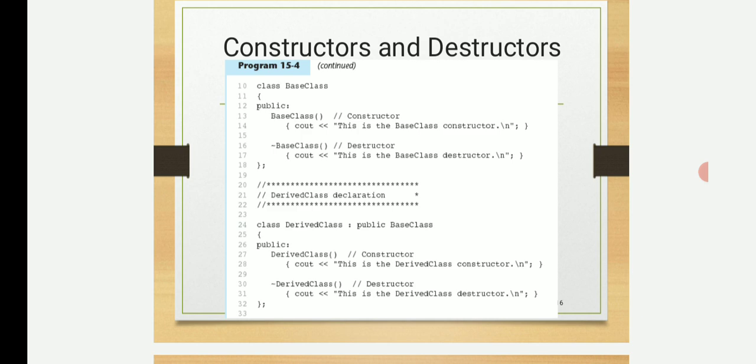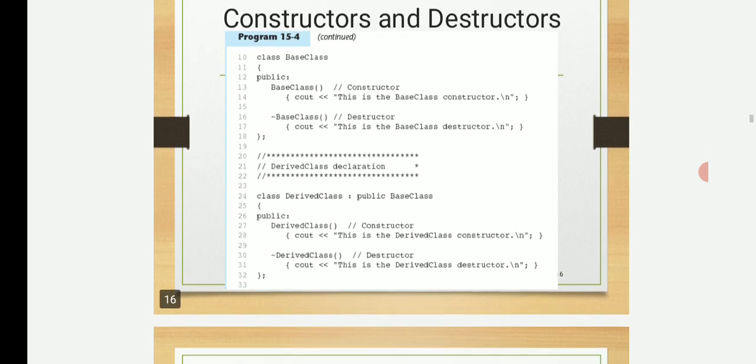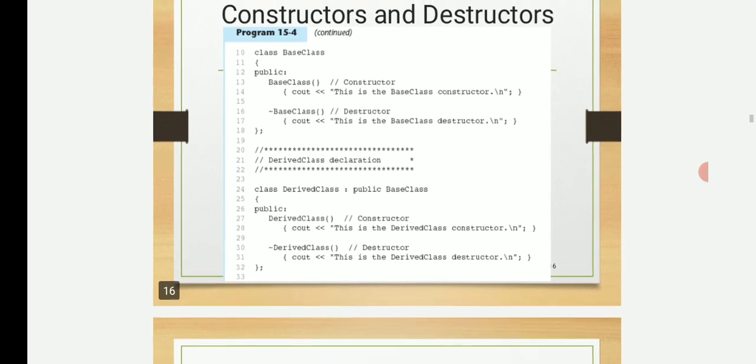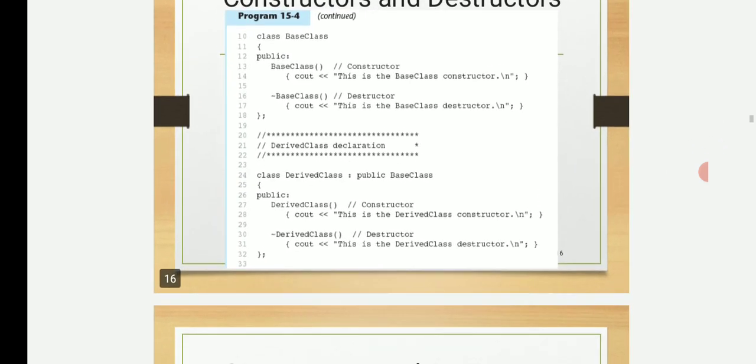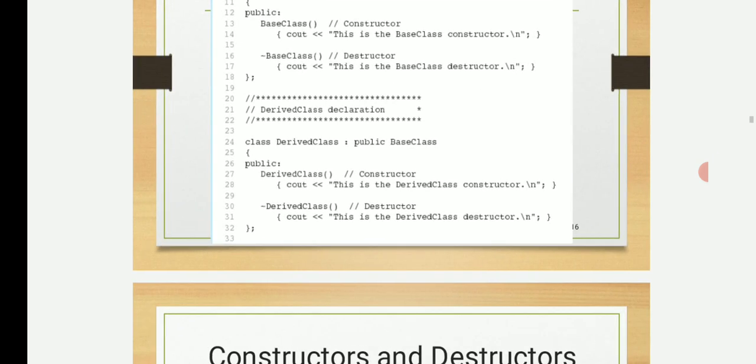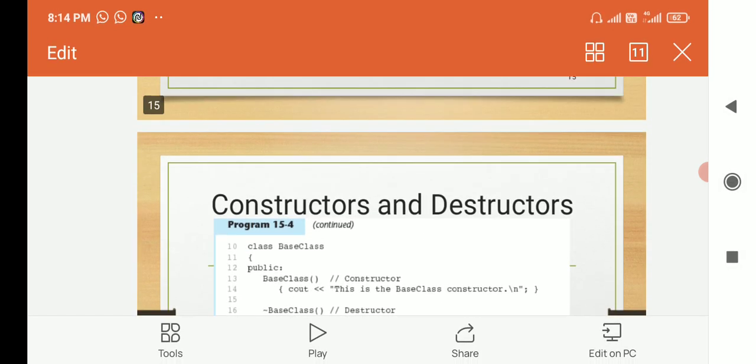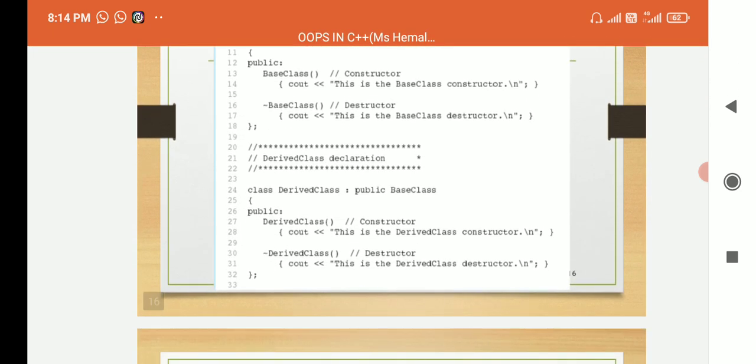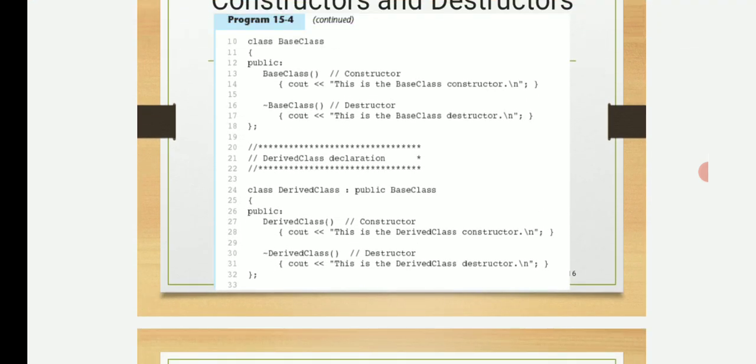So in the constructor I am giving cout, this is the base class constructor. Next one, this is the base class destructor, right? So I am creating one more derived class. So after the derived class name, I am giving colon, public is the access specifier. After that I am giving the base class name. After that I am giving one more derived class function. In this I am giving some cout, one more derived class.